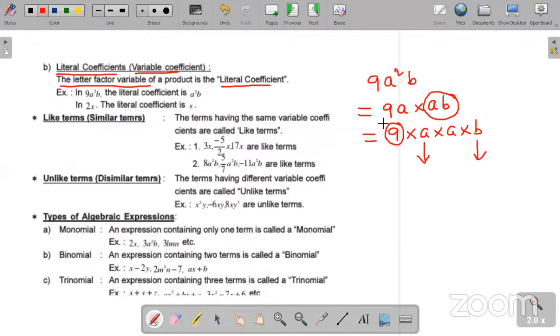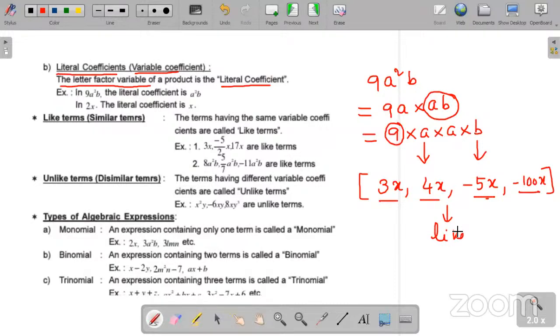My dear students, remember. So next, for example, you take this one. 3x, 4x, minus 5x, minus 100x. What do you observe from these expressions? 3x, 4x, minus 5x, minus 100x are called like terms.